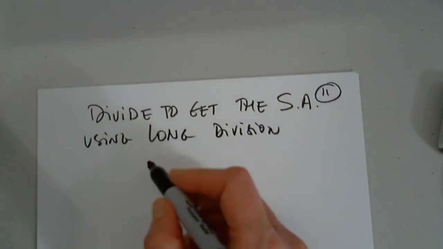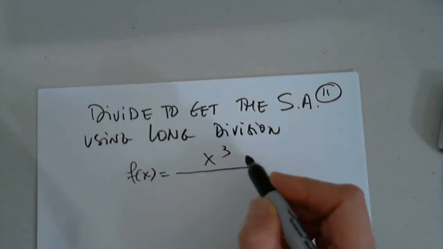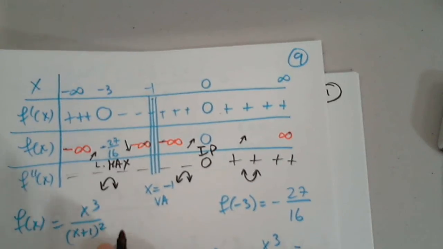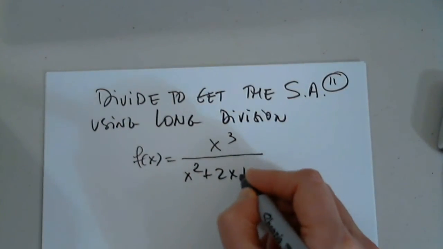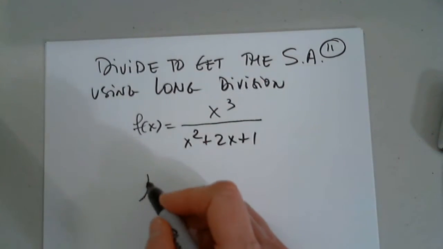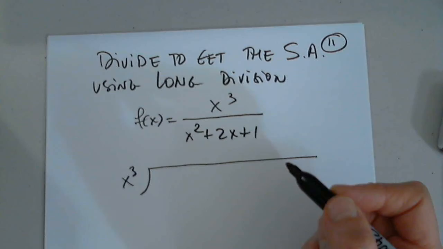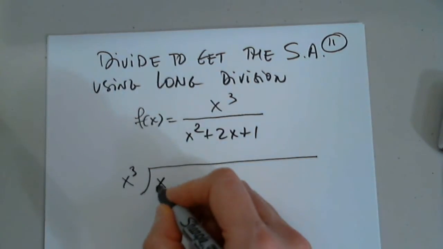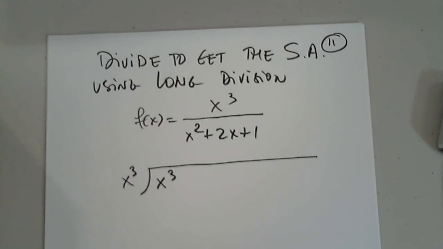Okay, where is my function? Right here. So the function is x to the third over x squared plus 2x plus 1. So I have to use long division. This is from your past experience with math. A long time ago.